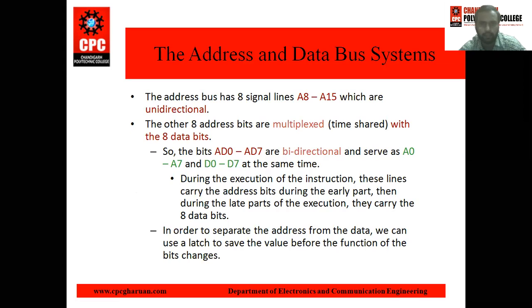Next is address and data buses. As we know that there are 16-bit address buses. AD0 to AD7 address buses are multiplexed with your data buses, and that is your bidirectional buses. A8 to A15 is your unidirectional buses. These multiplexed buses are demultiplexed with the help of your ALE, that is address latch enable.